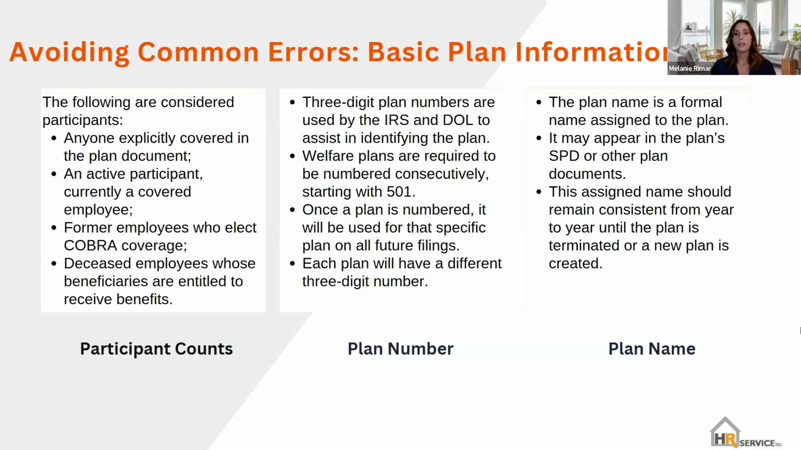Now, another thing with the basic plan information is that plan number. This 3-digit plan number is used by the DOL to identify your plan. And with welfare plans, the number should start at 501. And this number will stay with that specific plan. And each plan will have its own 3-digit number.